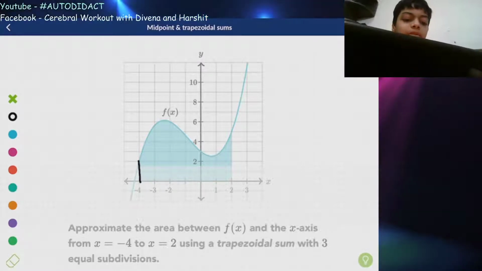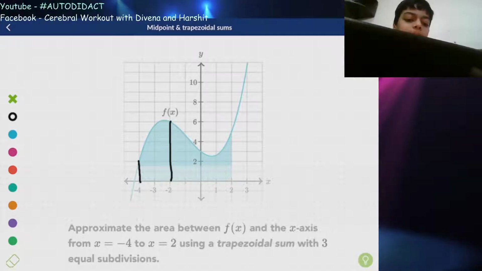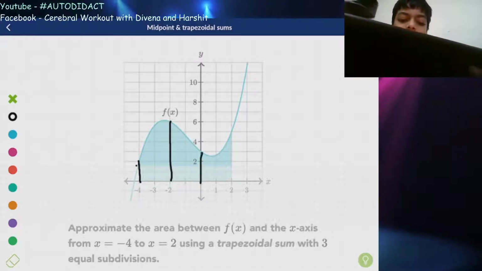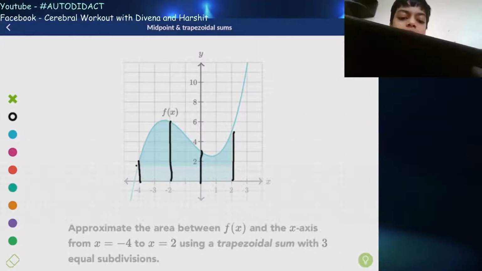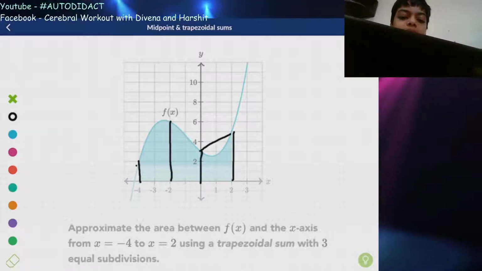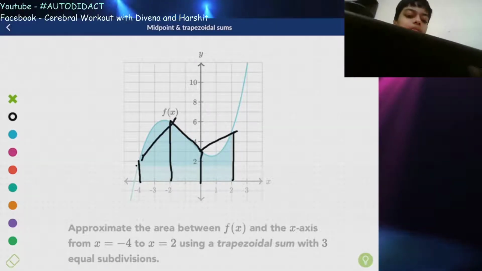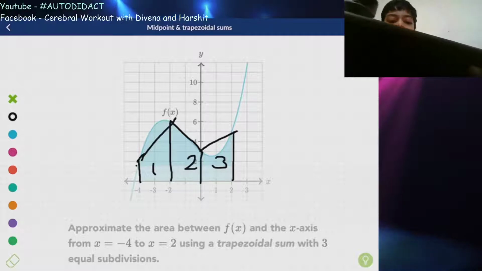So this is the left boundary of the first trapezoid, and this is the right boundary of the first trapezoid and the left boundary of the second trapezoid. Okay, and this one is the next trapezoid. This one is the right boundary. Okay, so if you connect these, then this and this and this. Okay, so let's find the area of all these trapezoids and then add them. So this is the first trapezoid, second trapezoid, and this is the third trapezoid.